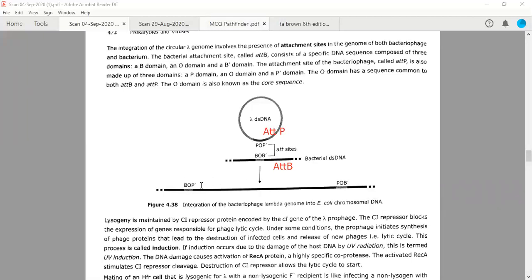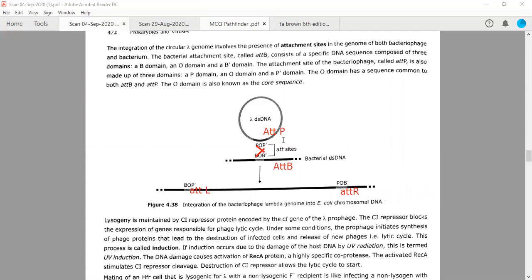Then it will be integrated into the bacterial chromosome. As you can see, there are two sites, one here and one here. So when the homologous recombination takes place, you can draw this, they will cross like this, right? This side is called BOP dash, and the second one is called POB dash on this side. Now you can name them accordingly. This site will be called the attachment site on the left-hand side, so att L, and this is called att R.